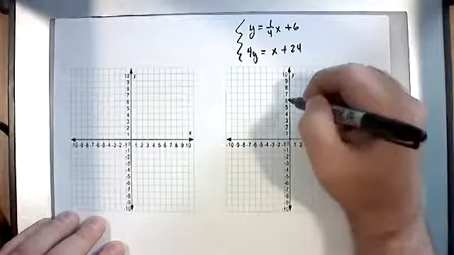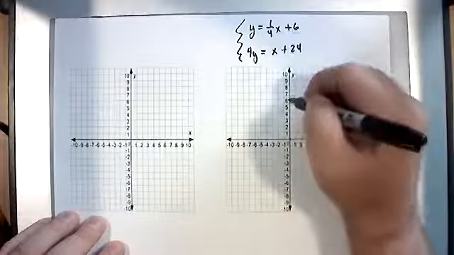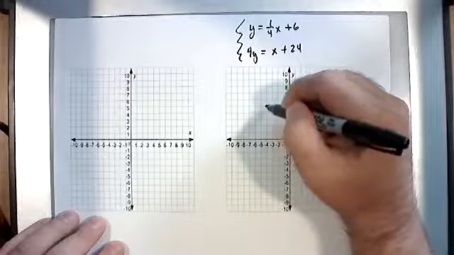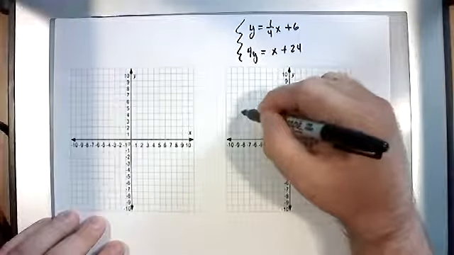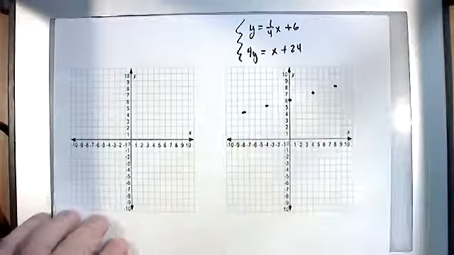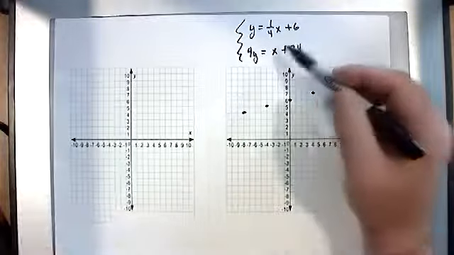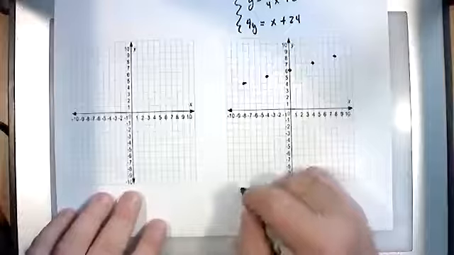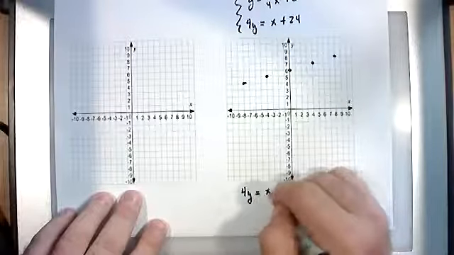Can't go all the way there. And then, so again, if you want to go the other way, just make it negative. Down 1, left 4, down 1, left 4. And then we're going to run out of room. So there's that line there. Now 4y equals x plus 24. We're going to have to get that into y equals mx plus b.